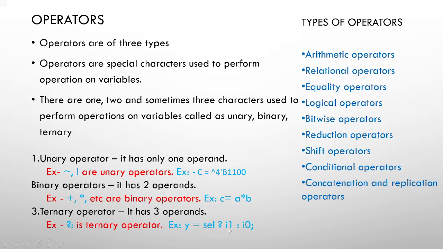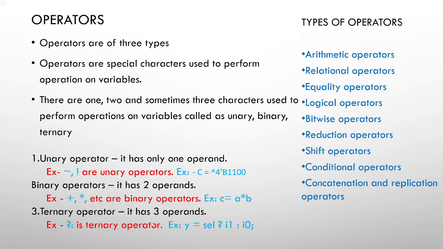Ternary means you have three operands. SCL is one operand, I1 is the second operand, and I0 is the third operand. Here you are using three operands and two operators: the question mark is one operator and the colon is the other. So if you use two operators with three operands, then it is a ternary operator. Basically, these are the three types of operators: unary, binary, and ternary.